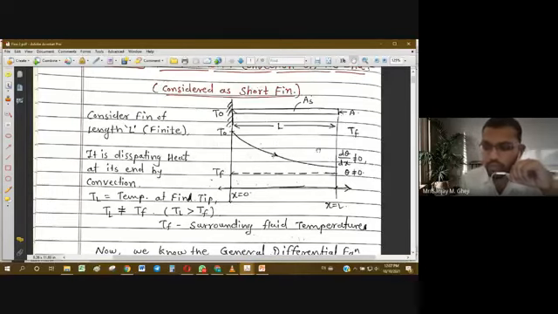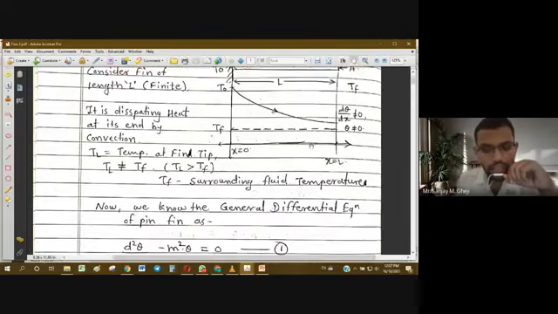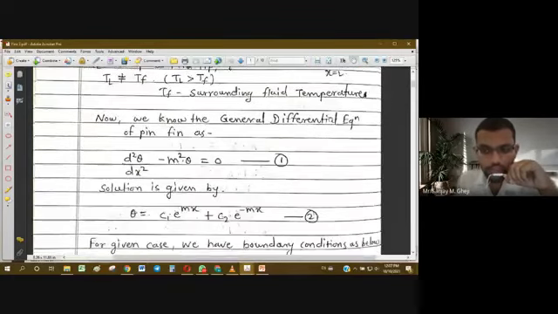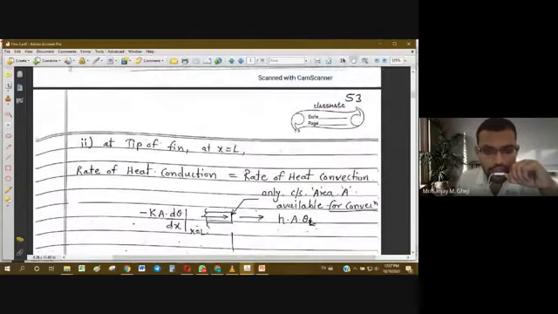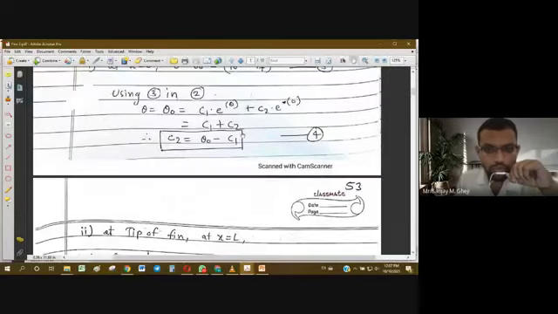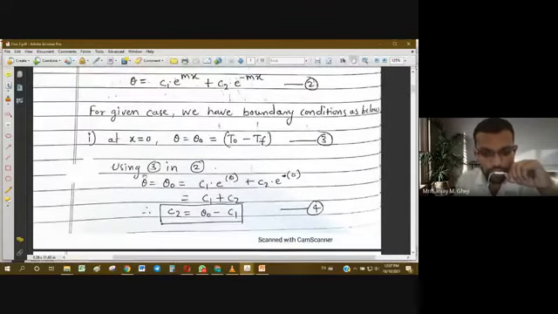So the first case was the insulated tip fin. In that case, d theta by dx equal to 0 was taken. In the infinitely long fin, theta equal to 0 was the boundary condition. And in this case, both of them are not valid. So we will have to use some other boundary condition.